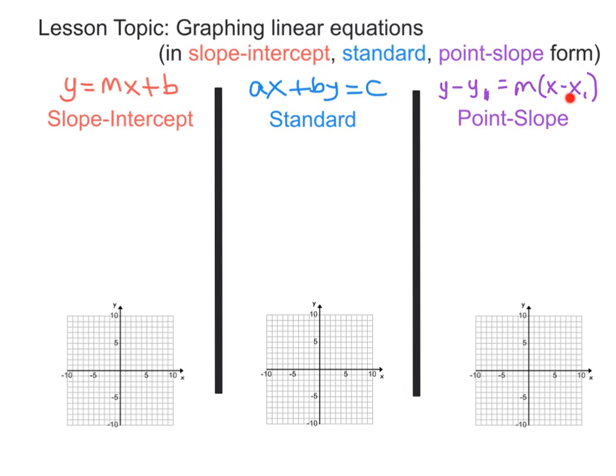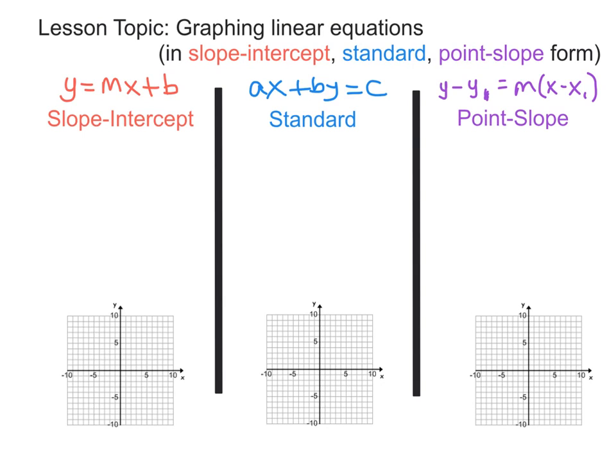And then the x1 and the y1 right here is representative of one specific point that we know is on the line. And that's why this one, point-slope form, can be so handy: if we know one point on the line, we can learn a lot about it by using this equation here. Again, more on that as we go.